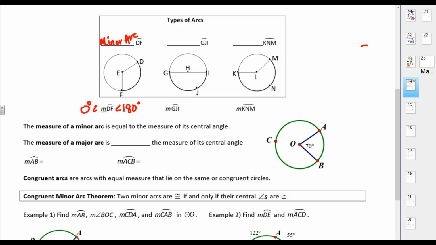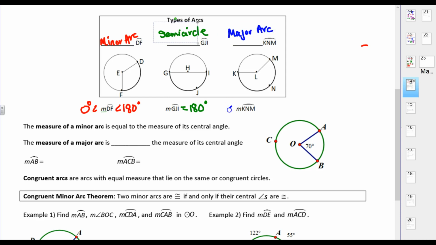The second type of arc we have is a semicircle. Semicircles have arc measures of exactly 180 degrees, and we designate them with three letters, this time GJI. It's the arc as you trace along those three letters, and the endpoints of that arc are a diameter. Our third type of arc is a major arc.